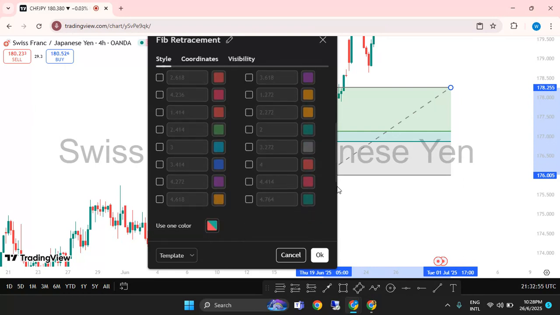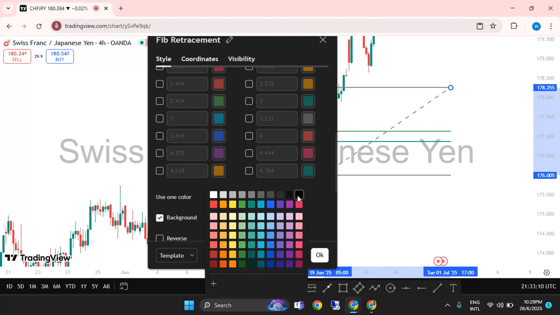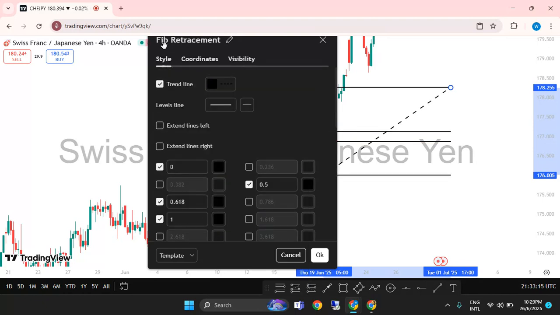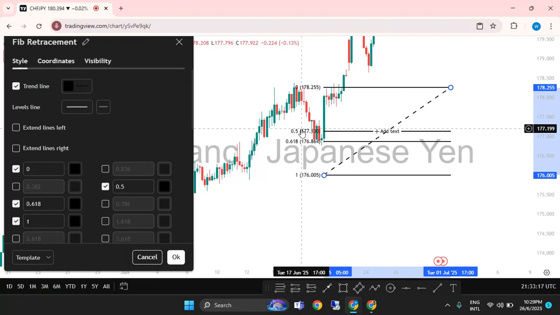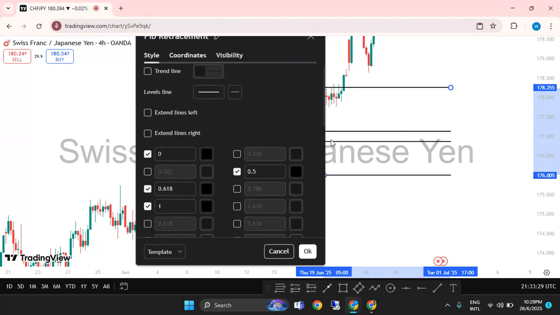I'm going to scroll down and change some of the settings. This background, I'm going to lower it, and this use one color icon over here, I'm going to click on it. I like my Fibonacci black. And I don't like this trend line form. I don't like these dots trend line formed on it, so I'm going to turn it off. What next? I think it's the setting of the levels.